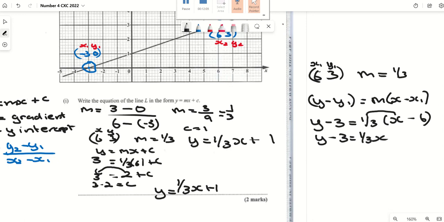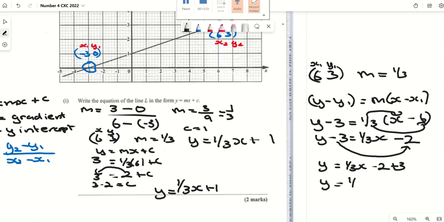So you're going to multiply a third by x and then a third by minus 6. A third by minus 6 is minus 2. And then we're going to make y the subject, so you're going to carry across this minus 3. So y is equal to a third x minus 2 plus 3. So that's y is equal to a third x plus 1. And this is the next way that we can find the equation of the line, by using this formula right here. This formula just tells us that we have to use the gradient and a coordinate.